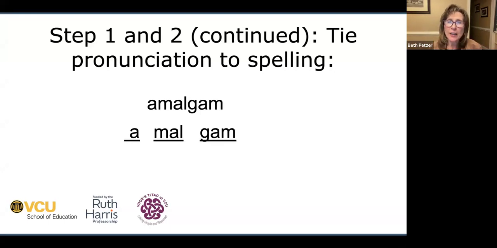Everybody say the word together with me, amalgam. And now let's spell it. First syllable is a, and we spell it A. Mal, M-A-L, gum, G-A-M. And after you play around with this, I mean, it didn't take us very long. We're done with this. Some students get real competitive and they might want to see if they could spell the word backwards. But in any case, they have had a good practice with the connection between the sounds and the spelling.